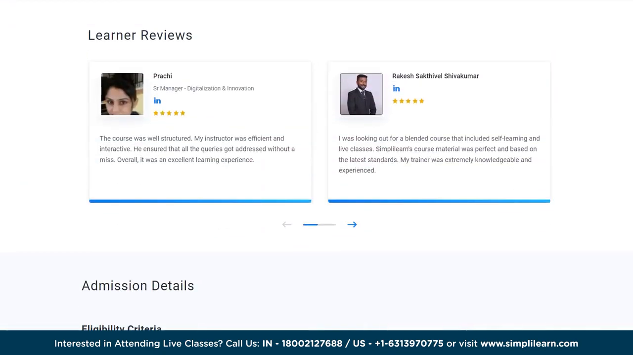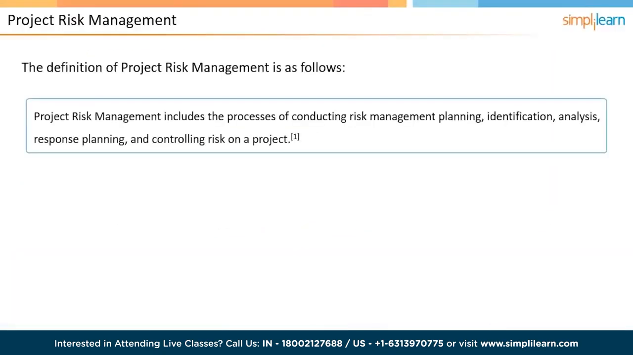Project risk management includes the processes of conducting risk management planning, identification, analysis, response planning, and controlling risk on a project. It has been mentioned in the practice standard for project risk management that project risk management aims to identify and prioritize risks in advance of their occurrence and provide action-oriented information to project managers.